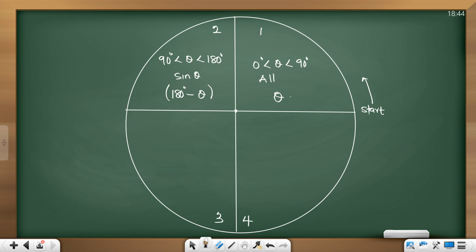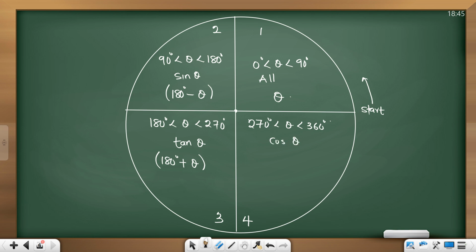When I come to quadrant 3, I have gone beyond 180, but I must be below 270. Here, only tan is positive, and this is 180 plus theta. Then I go to the fourth quadrant. I am now going above 270, but definitely I can't go beyond 360. And here, only cos is positive, and we say 360 minus theta. We don't use 270 for now. My beautiful learners, if you know this, we are done with reduction, and tricks become very easy for you.